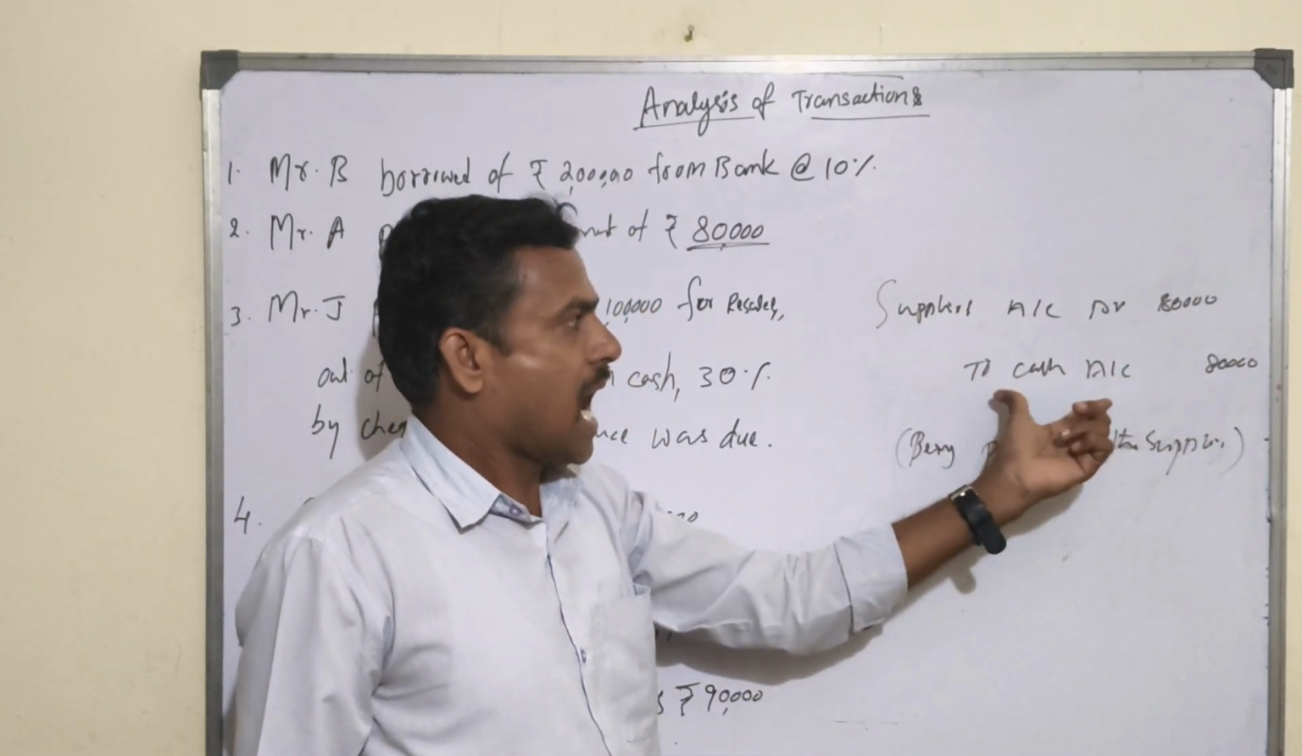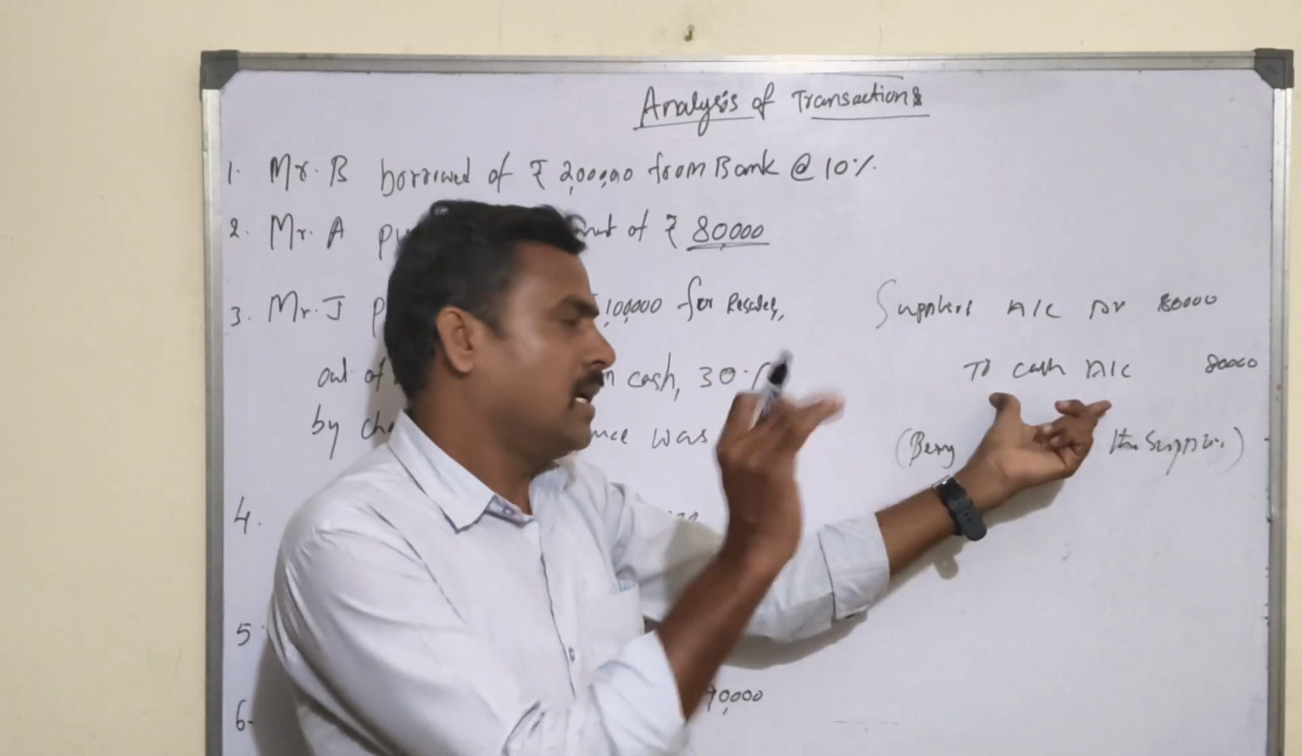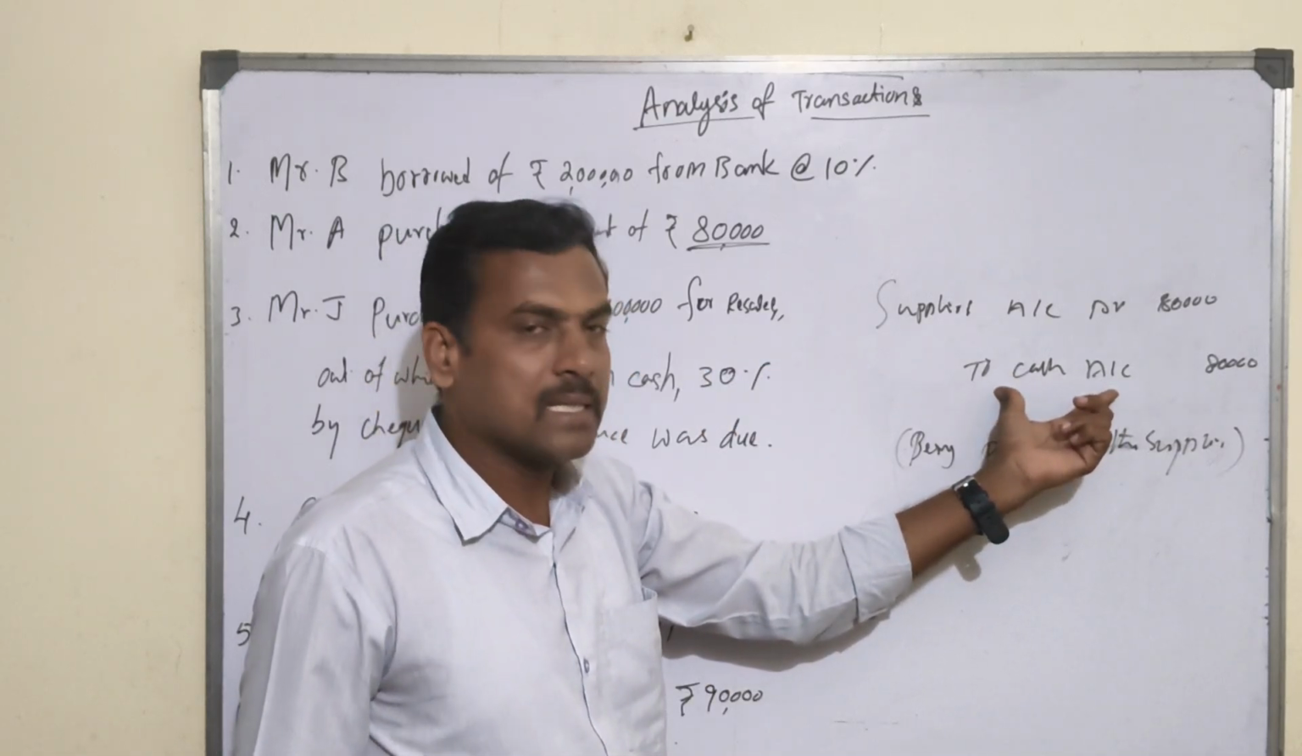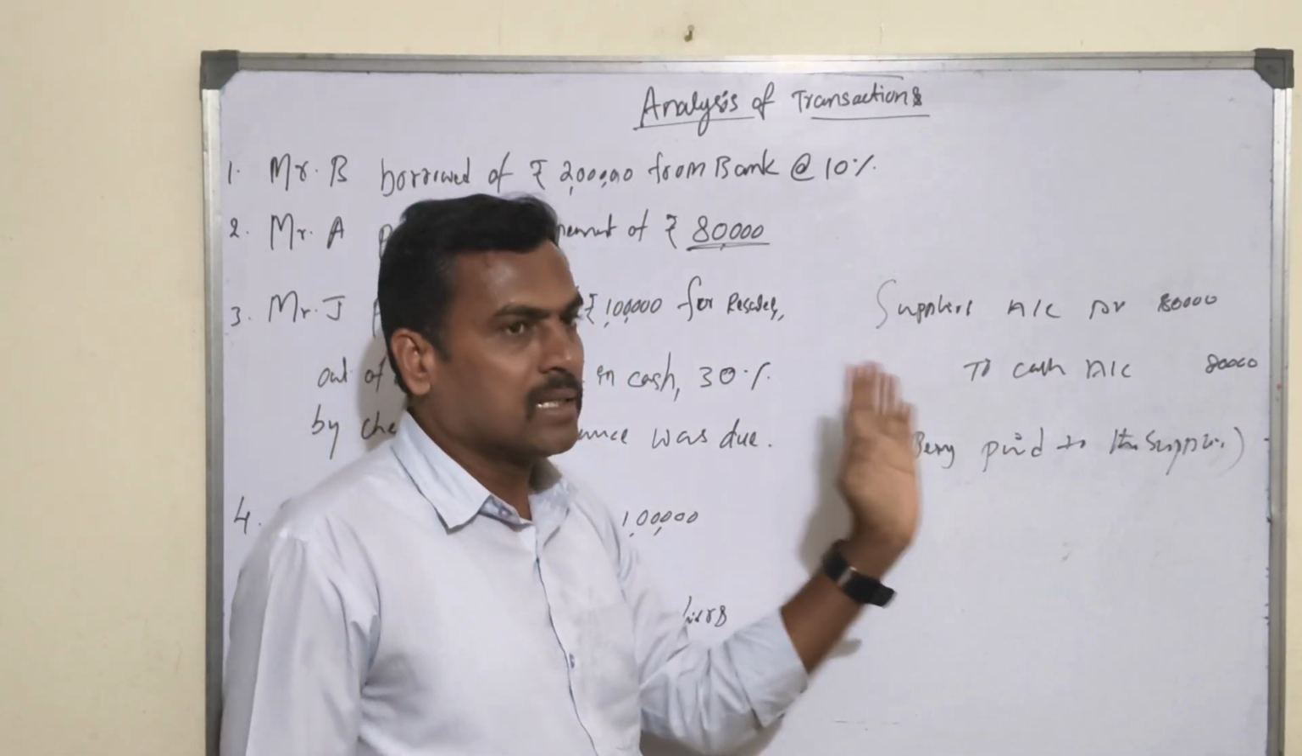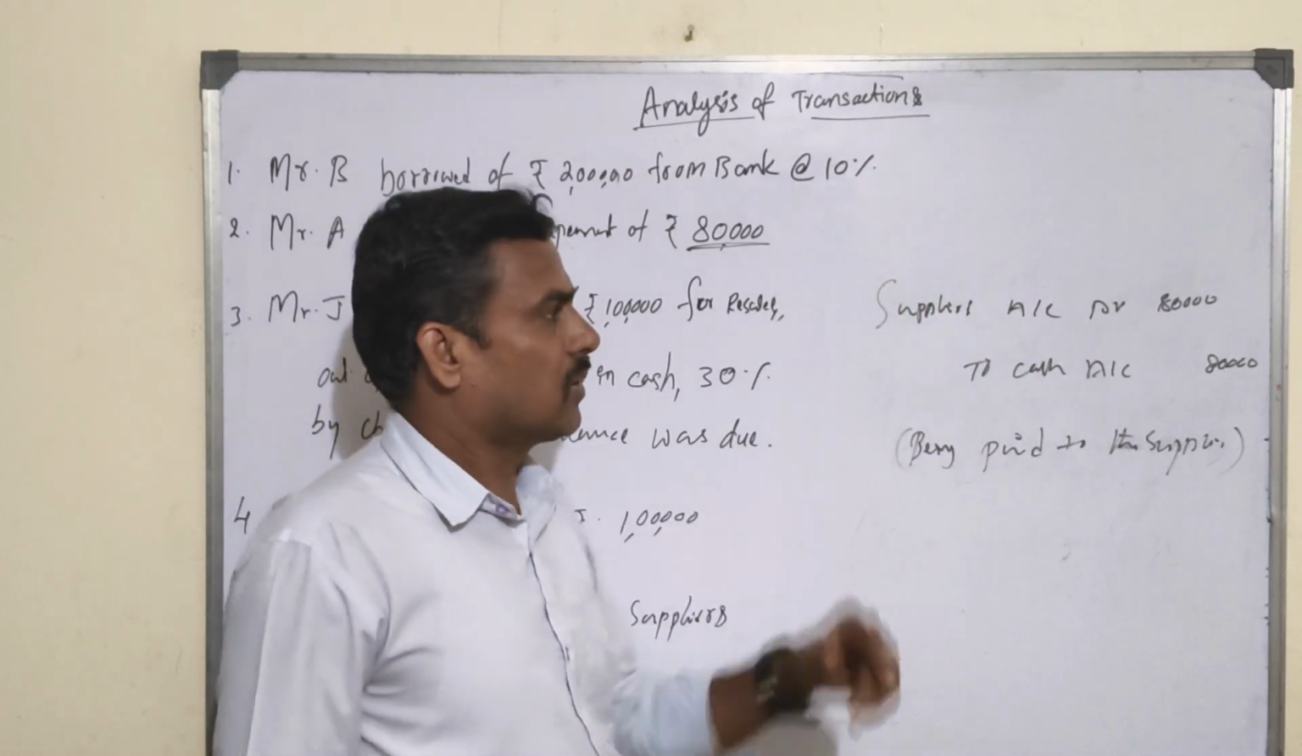The other element is cash. Again, being cash is paid, the element is asset in nature. When asset is decreasing, credit, as per the real account rule.